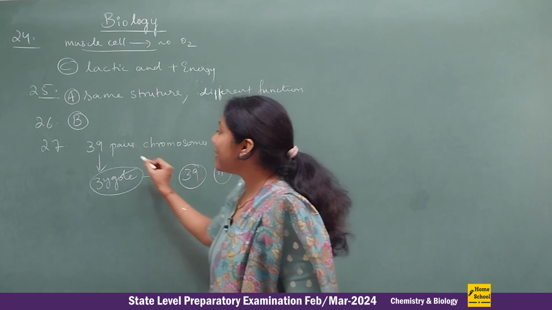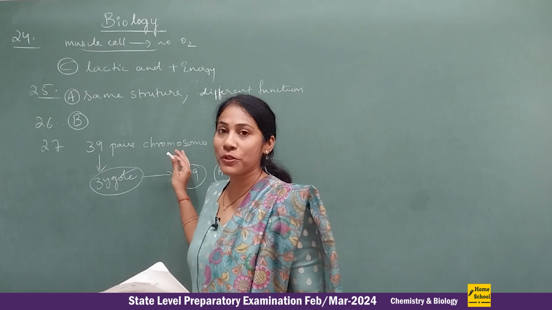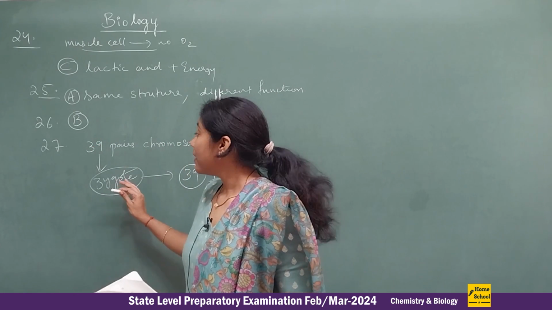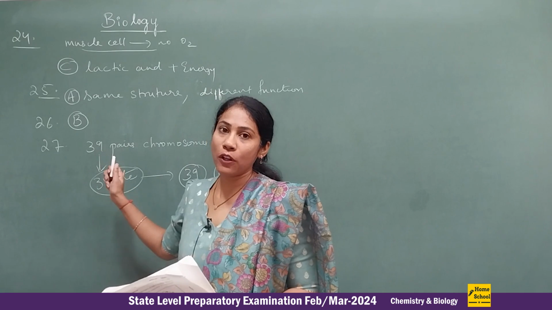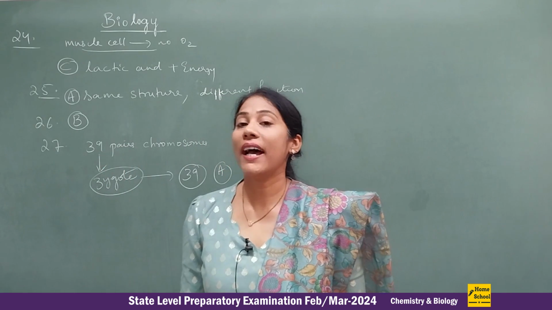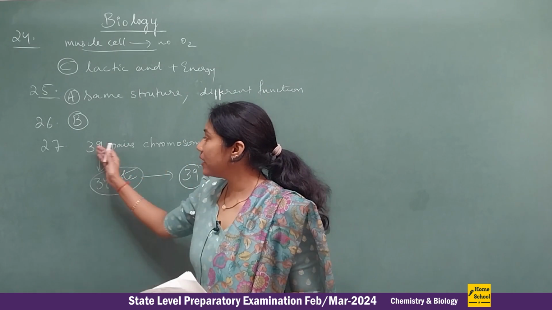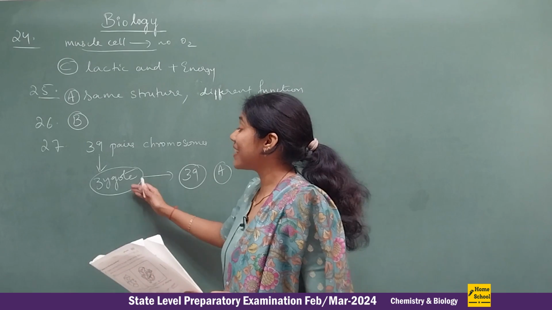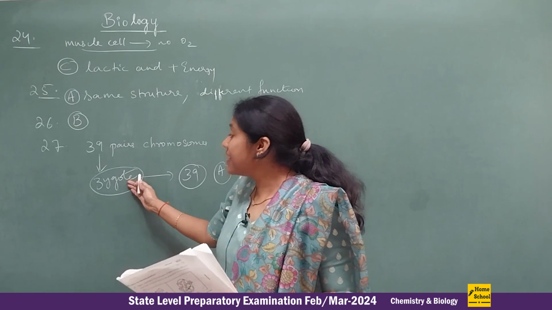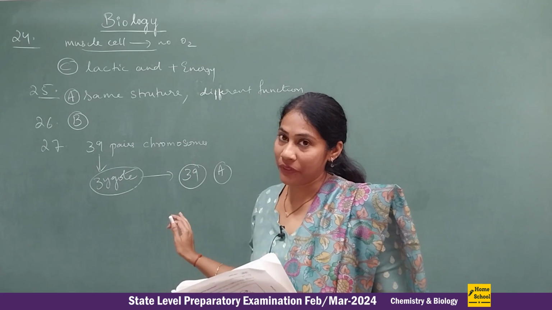Okay, many of them think that it is half the number of chromosomes or double the number of chromosomes. You know, that's a wrong answer. A gamete will have half the number of chromosomes, right? But the zygote definitely should have the complete number of chromosomes, right? So the zygote should have 39 pairs of chromosomes. Only then can this zygote develop as that particular animal. Okay, fine.